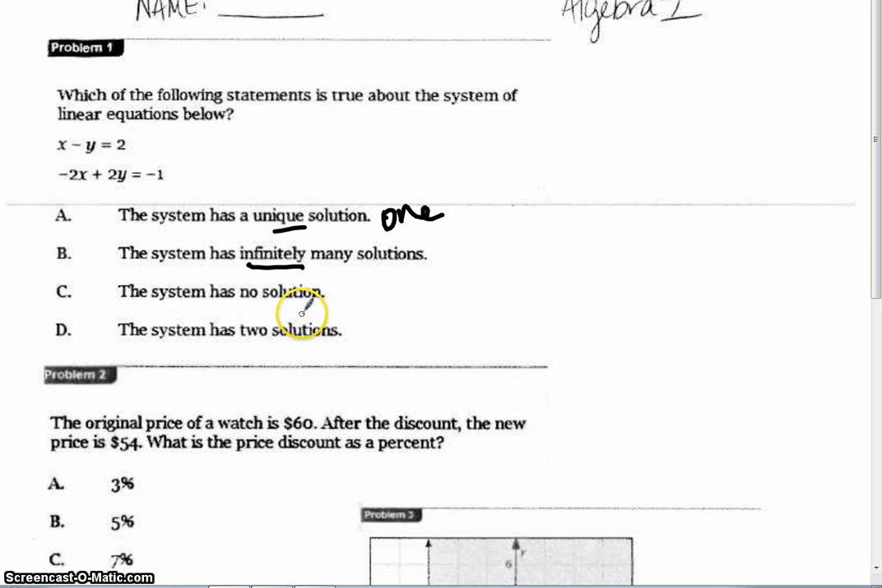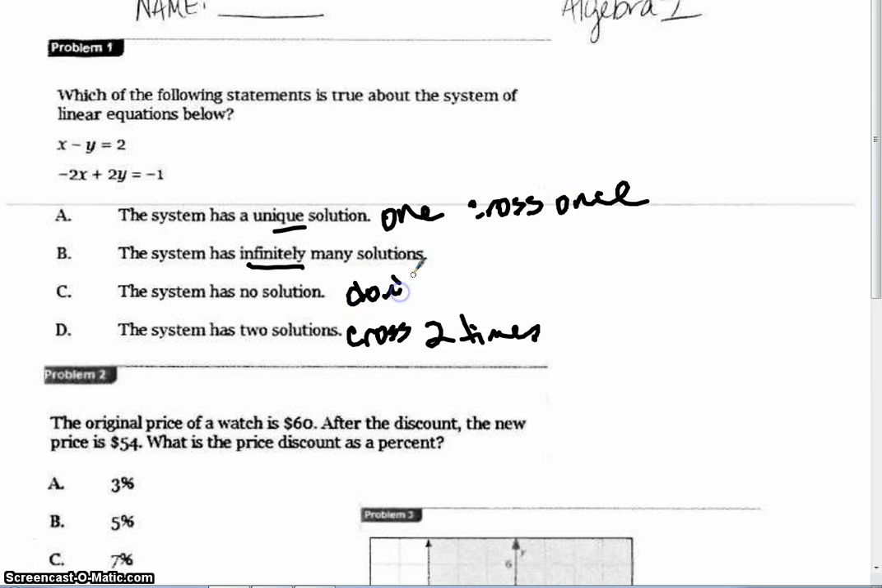Infinite means all of them. No solution means there's nothing. And two solutions would mean that they cross two times. One solution would mean that they cross once. No solution means that they don't touch. And infinite means that they are the same line. Because parallel lines don't touch, so they have no solution. The solution is where the two lines cross.